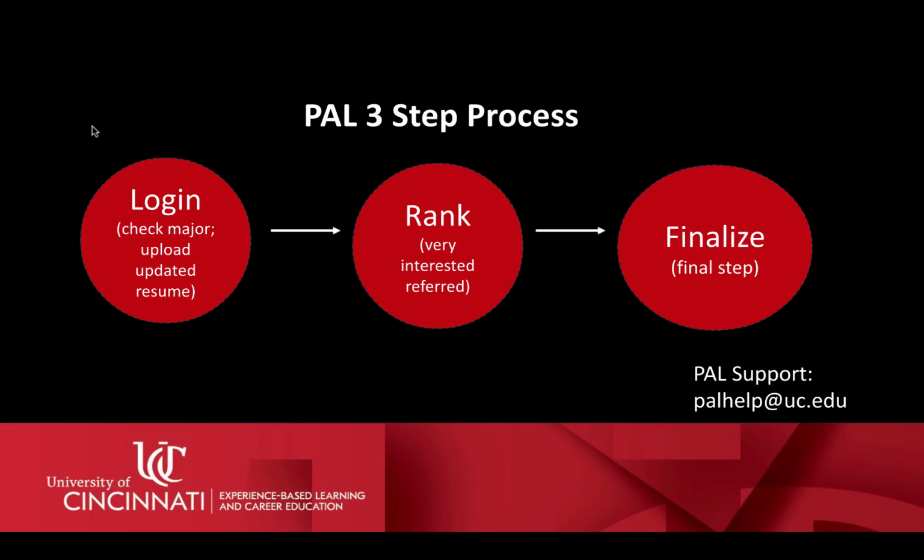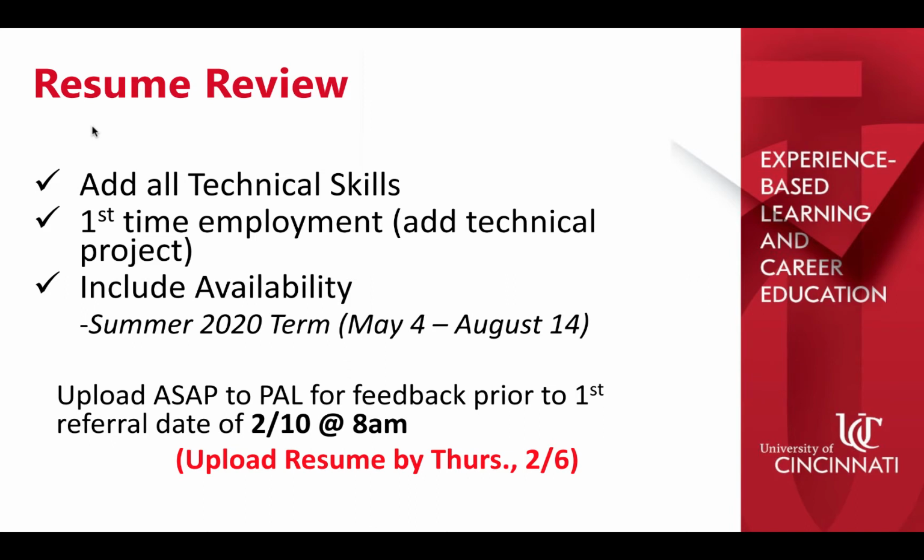When you find a position that you would like to apply for, it is a very simple process. You view the position and you click the radio button that indicates very interested. Then once you have completed your rankings, you click on a button on your screen that indicates finalize. So it's a two-step process, but very simple, I promise. You indicate very interested and you finalize your rankings. If at any point you have concerns or issues related to PAL, we have a full-time support team here to assist you, and you can contact them at palhelp@uc.edu.